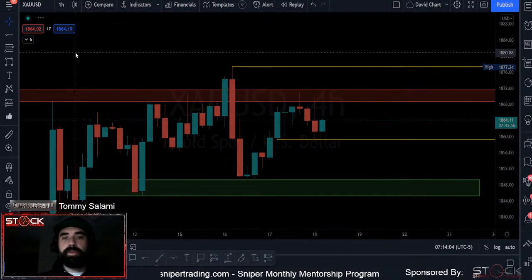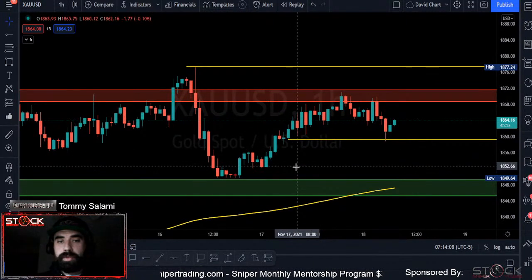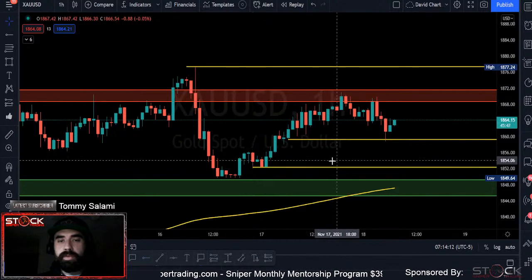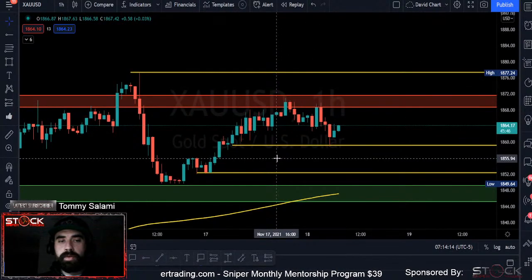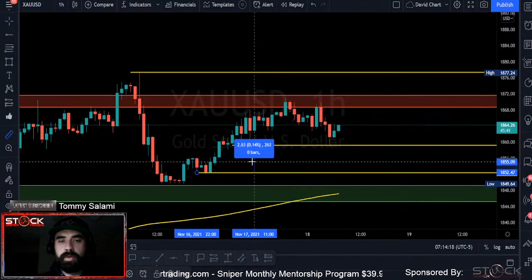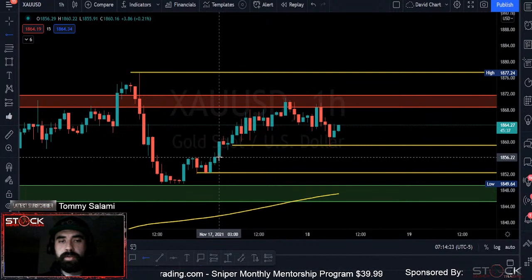Then we'll drop it now down to the hourly. I'm not going to crowd our charts too much, just looking for key levels here. Let me see this right here. Okay, we have 30 pips, so that's perfect.